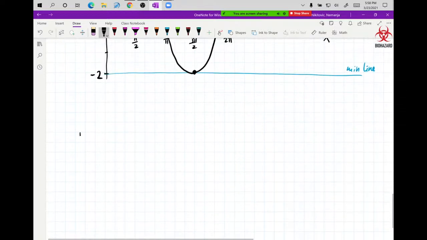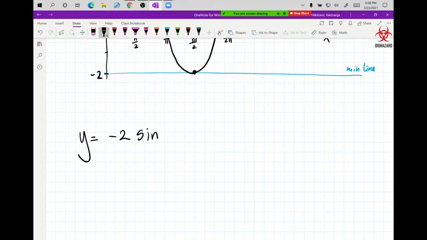So let's take a look at y equals negative 2 sine of x minus 1.